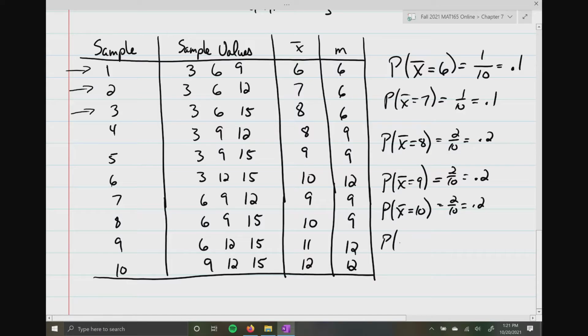What's the probability that the mean is going to be 11? Well, that's 1 over 10, 0.1. And then lastly, the probability that X bar equals 12, and that's also 1 out of 10, which equals 0.1. Okay, so all I did was just find the probability that the mean is 6, the probability that the mean is 7, and so forth. Now, we'll worry about the median in a second.